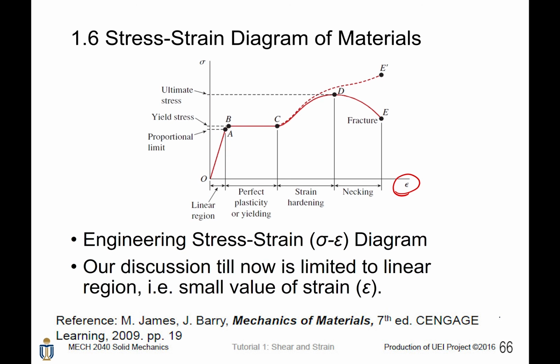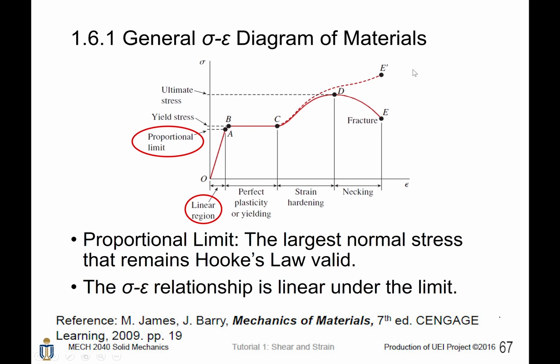So what if our materials are stretched like a spring, or something else? The answer is that beyond this proportional limit, you can no longer use Hooke's law, because the material stress and the strain relationship is no longer linear. It's like this, a curve you can see. The proportional limit is the largest normal stress for which Hooke's law remains valid. So when the stress is below this point, you can still use Hooke's law to calculate your structure, but beyond this point you can no longer do that. Hooke's law will become invalid.